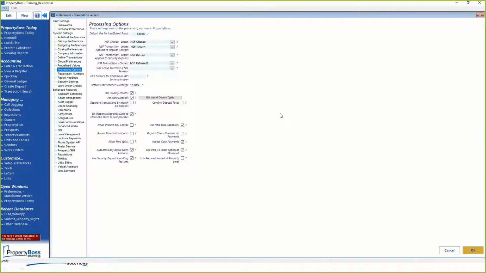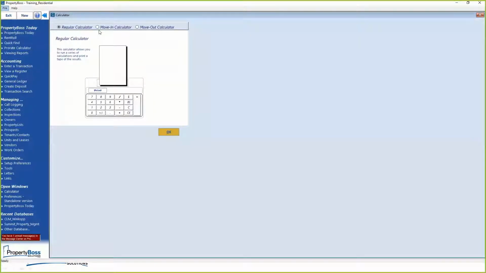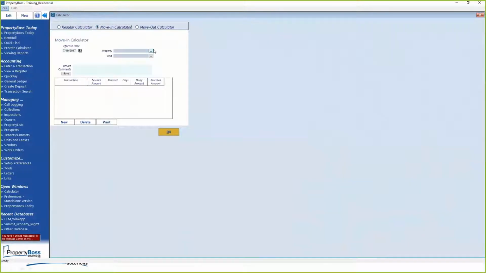Tagging on to the proration part, there is actually a prorate calculator in PropertyBoss. So if you want to know how PropertyBoss is going to prorate something, like if you're writing up a lease or anything like that, we actually do have a prorate calculator, and it will prorate to specifics on a lease. So when you use the prorate calculator, you can say, okay, I'm going to be moving someone into this property, and put in the date, and it will calculate for you what that prorated amount will be.